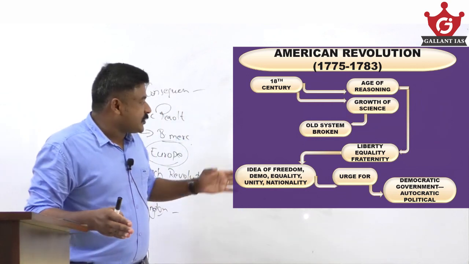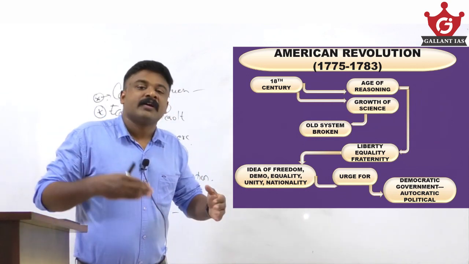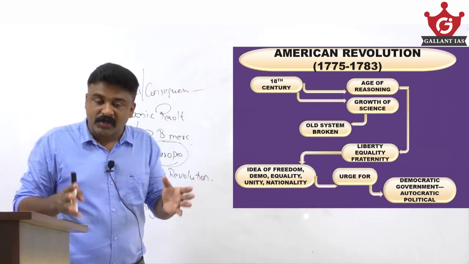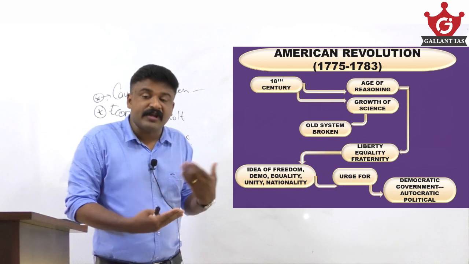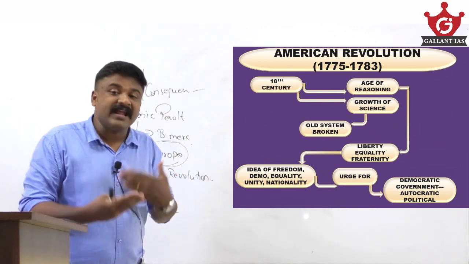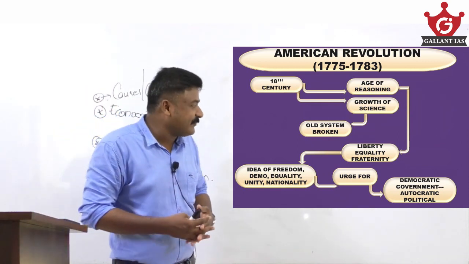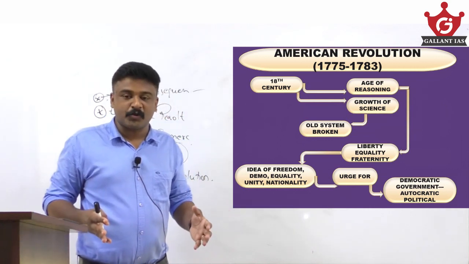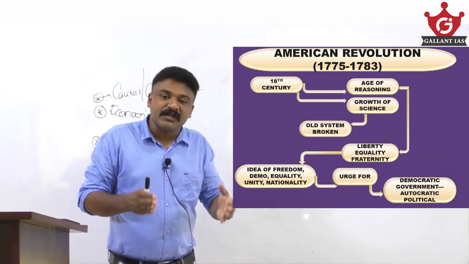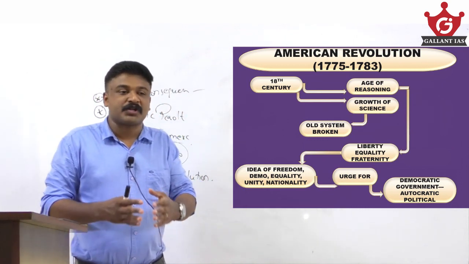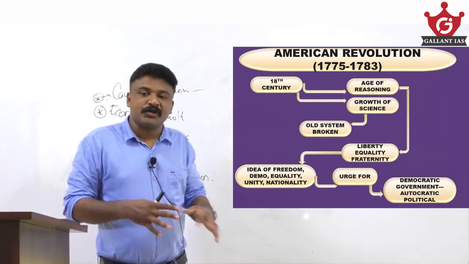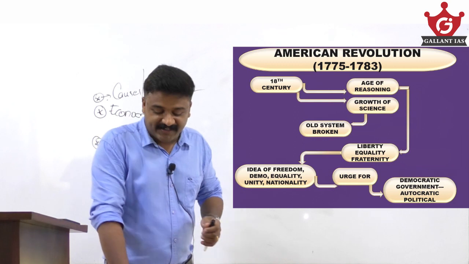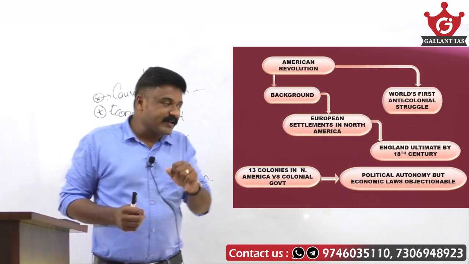Liberty, equality, fraternity, the idea of freedom, democracy, individualism, humanism, nationalism, such ideas heavily contributed to American Revolution. Enlightenment ideas heavily contributed to American Revolution, and they preferred a democratic government where human rights are secured, and freedom of speech, freedom of life, freedom of expression, freedom of financial security, all those things are ensured. They wanted a democratic government instead of an autocratic government. This is the background of American Revolution.